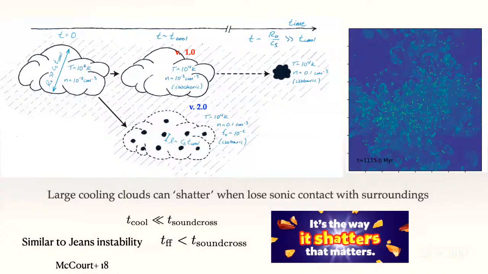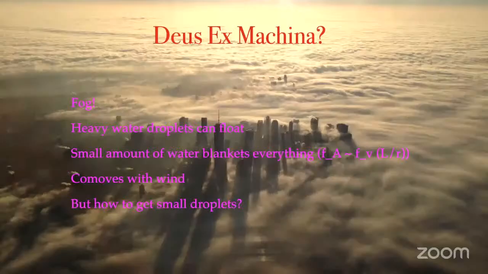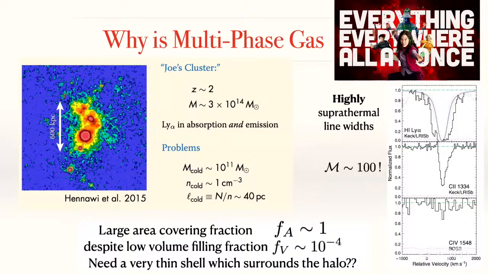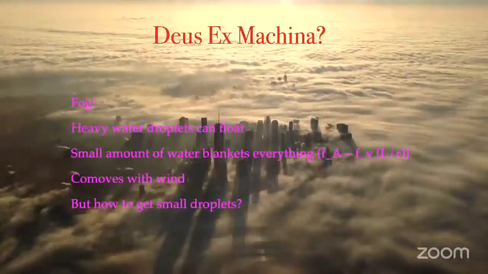Mike McCord was responsible for this idea that if you had stuff which lost pressure balance with its surroundings by strong cooling, then you could break up into very small drops. He called this shattering. There are other ways of breaking things up into small pieces, like Kelvin-Helmholtz instability shear. But it seems like there should be lots of small scale structure, and that can explain why you can cover a huge area with only a small amount of stuff.